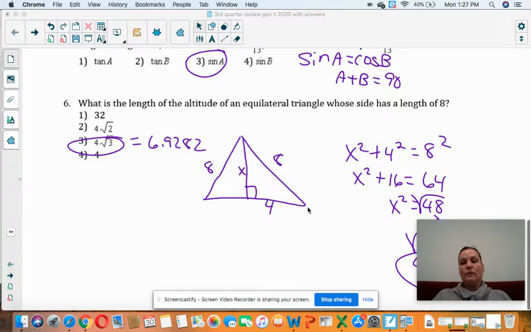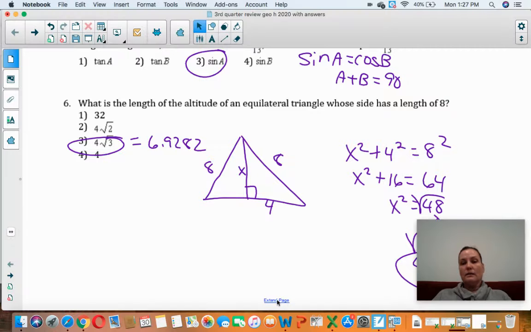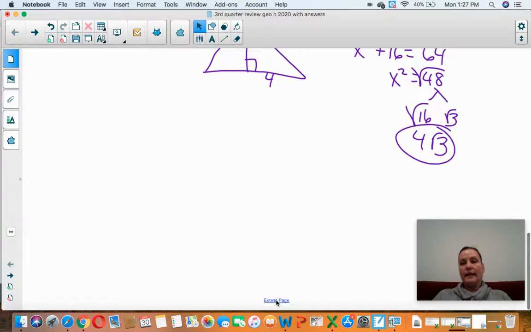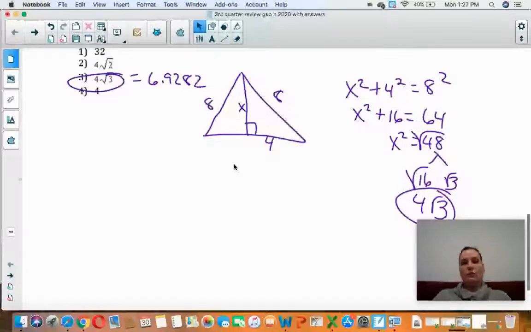And I have x squared plus 4 squared equals 8 squared. And x squared plus 16 equals 64. I'll just move this up so you guys can see it. I subtract 16 and I get x squared equals 48, so x is the square root of 48. And then I break this down to radical 16 times radical 3, which is 4 radical 3. And that's why I chose choice 3.